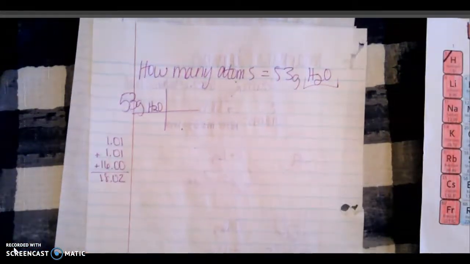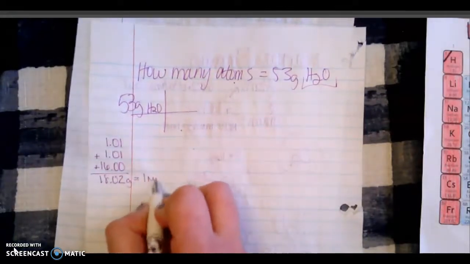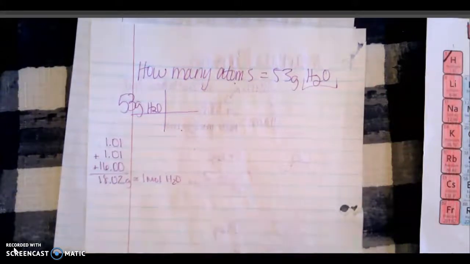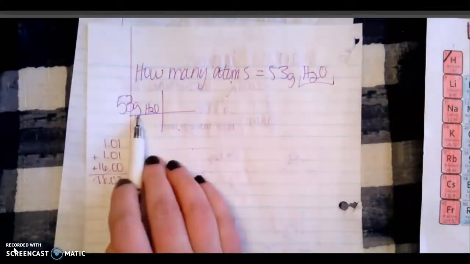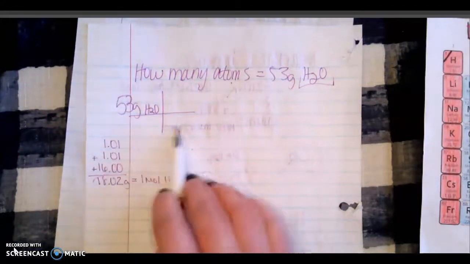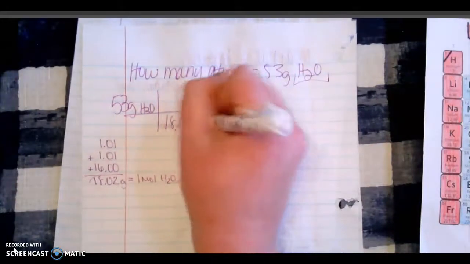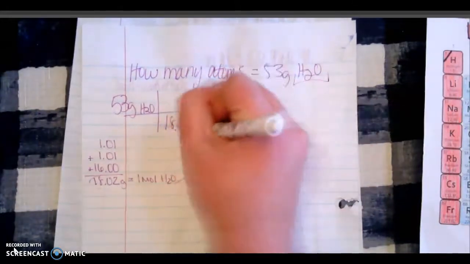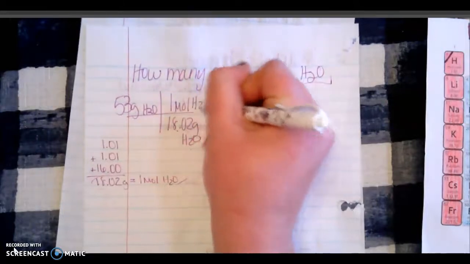What that means is that 18.02 grams is equal to 1 mole of water. And this is the conversion factor that I'm going to use. So if I have 53 grams of water, I need grams to go down here. So I'm going to put my 18.02 grams of water down here, is equal to 1 mole of water.